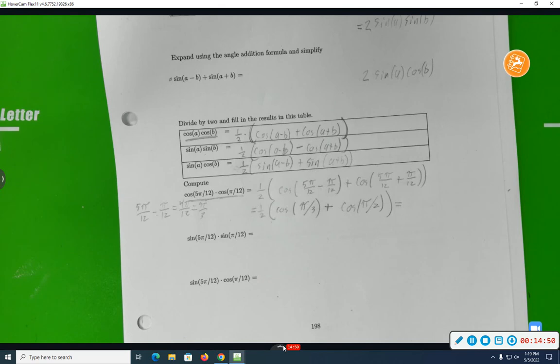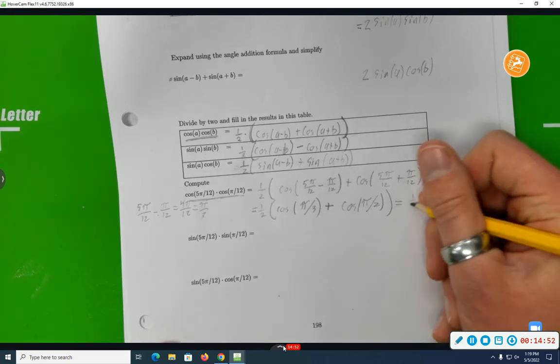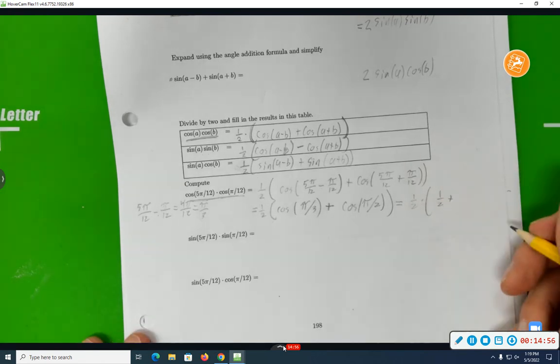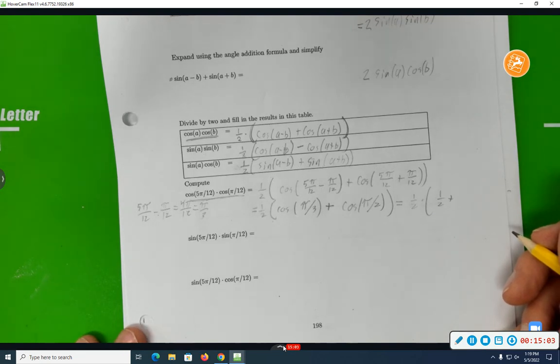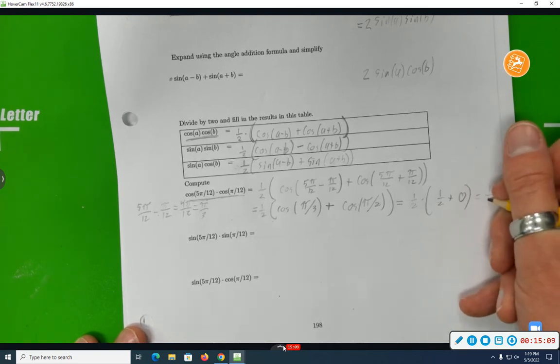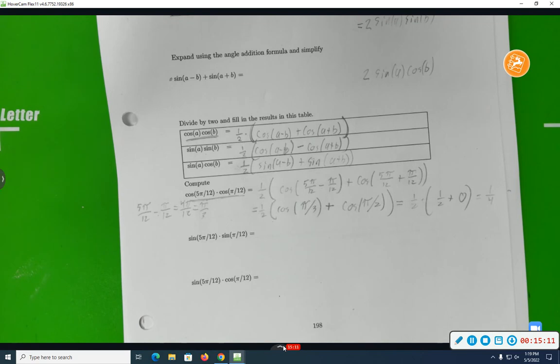A half. So this is 1/2 times 1/2. What's the cosine of pi over 2? 0, right? Pi over 2 should be a right angle. The x-coordinate at a right angle is 0. So the answer is a quarter. Neato. How do people feel about that?